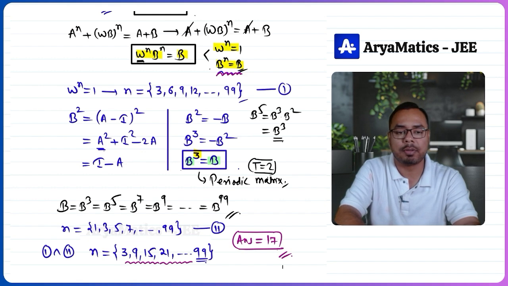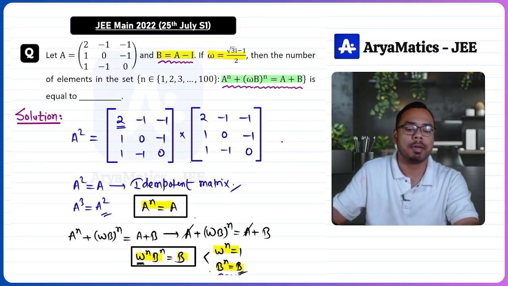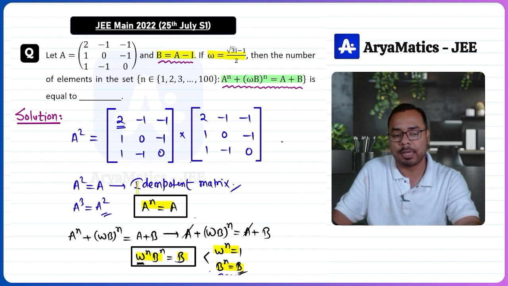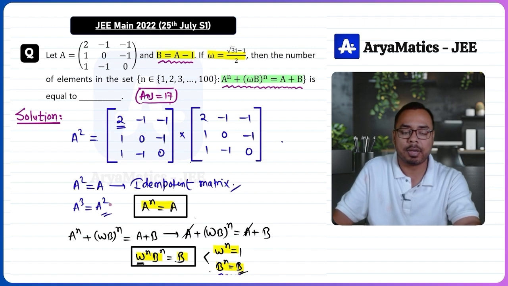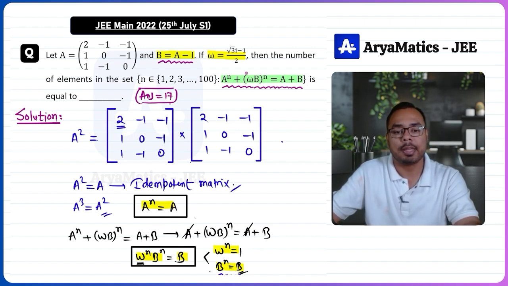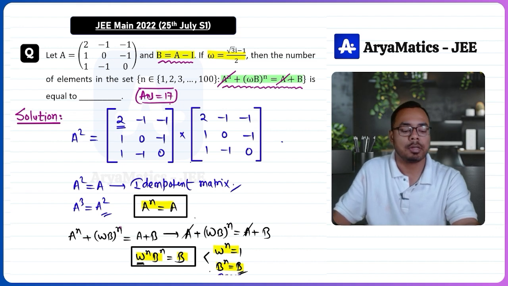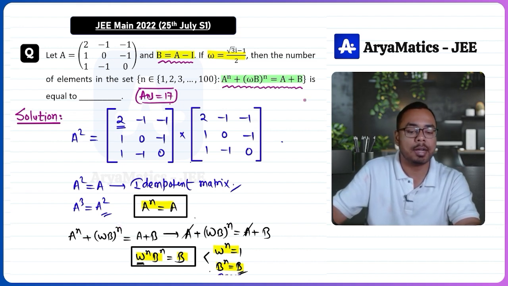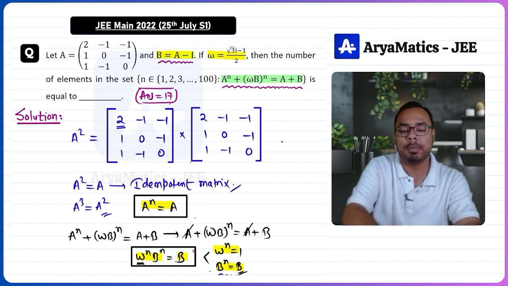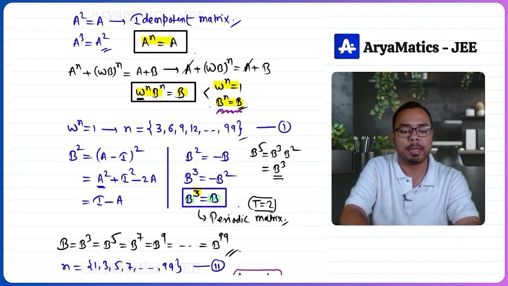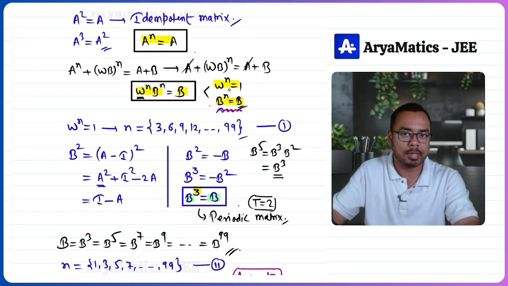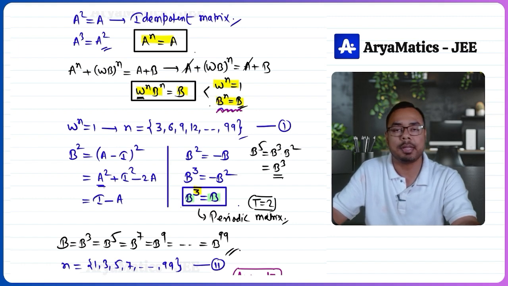So I'll quickly summarize what we have done in this question. First, we calculated A square. A square was the same as matrix A. That means we have an idempotent matrix. In case of an idempotent matrix, any power of that matrix is matrix A only. So A raised to n will be A, and therefore these two terms will cancel. So basically, we had to satisfy the condition that omega raised to n into B raised to n must be matrix B, right? So from here we have two conditions. One condition is omega raised to n is 1, and the second condition is B raised to n is B.